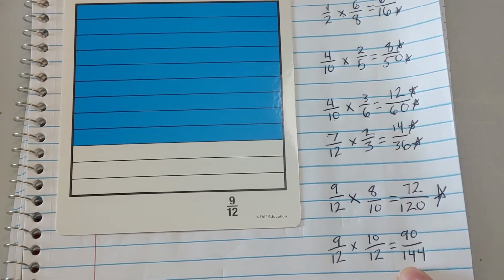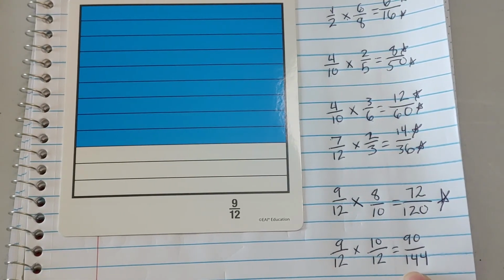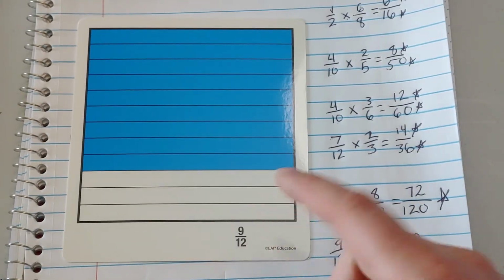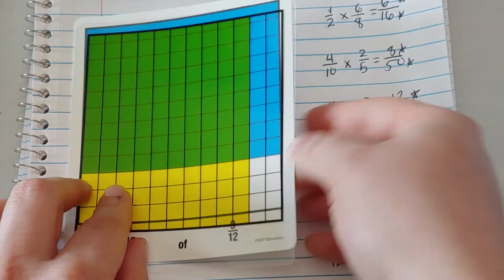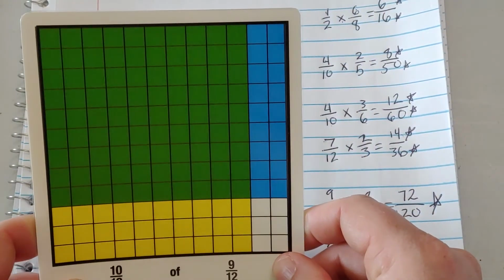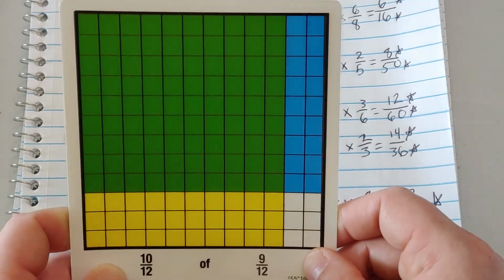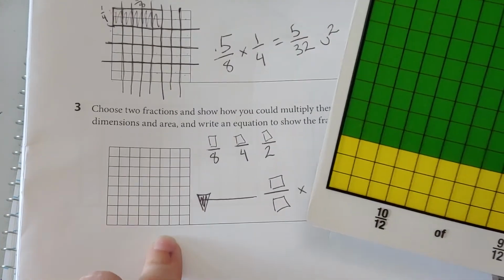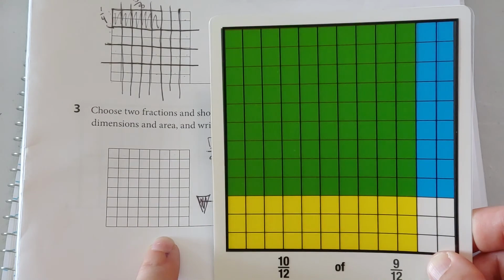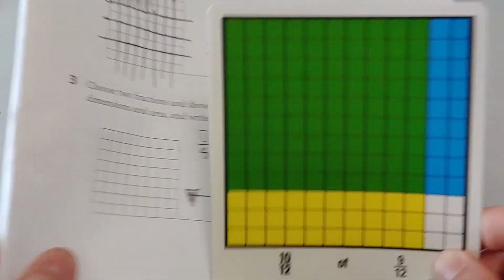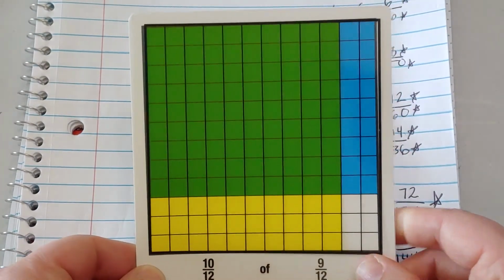That's crazy. I don't want to count 144 boxes any more than I want to count 120 boxes. But let's see. Okay, so here's our 9/12. Here's our 10/12. Holy smokes. Look how tiny those boxes are. Now imagine them being on your worksheet, like from yesterday. Look how tiny 64 boxes was. Now try putting 144 boxes. That would be so tiny. That would be so easy to get the wrong answer because they're so small.